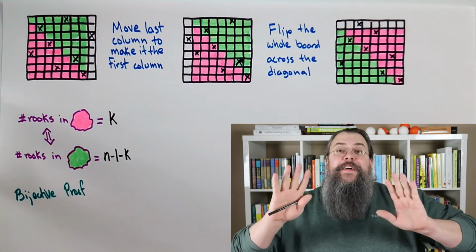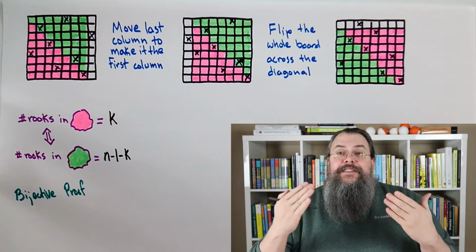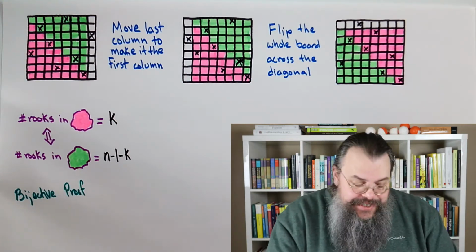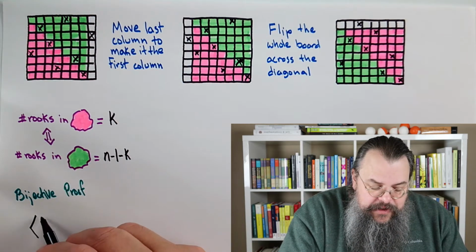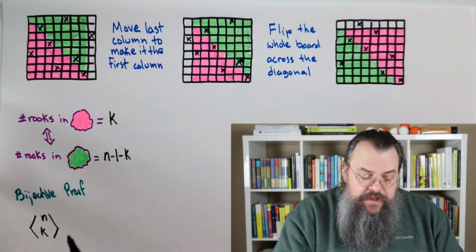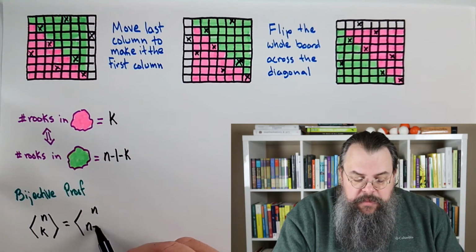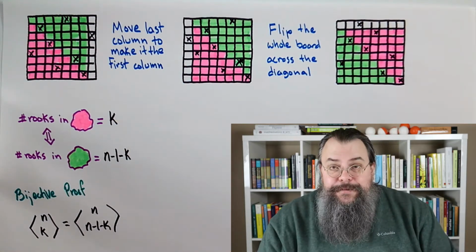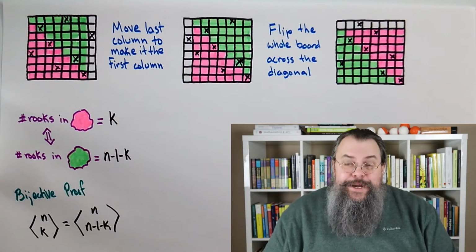Which means what? Well, if we can pair them up 1-to-1, it has to mean that the total numbers are the same. So the thrilling conclusion that we get from this is that the Eulerian number n, k, the number of ways to place k rooks below, is the same as n, n minus 1 minus k. And that's the symmetry. There we go. Bijective argument. Beautiful, beautiful idea.